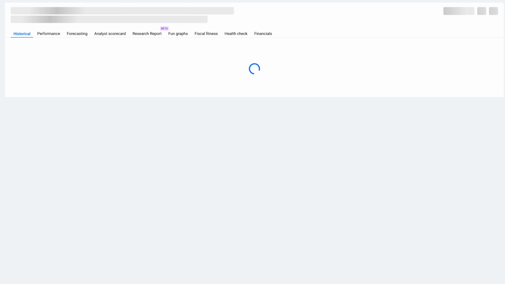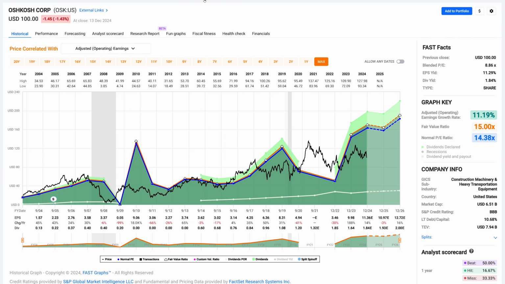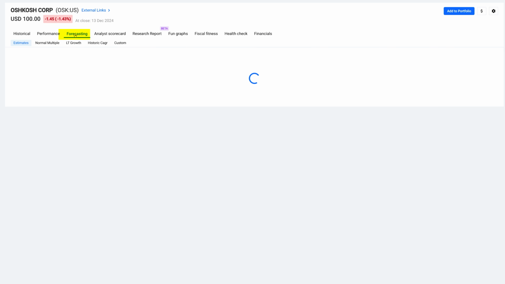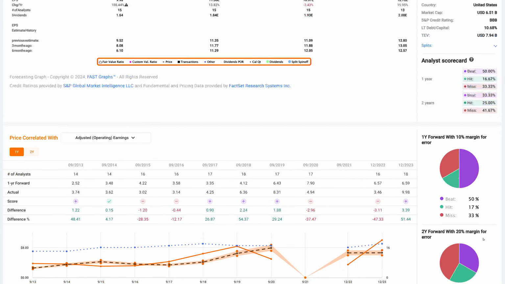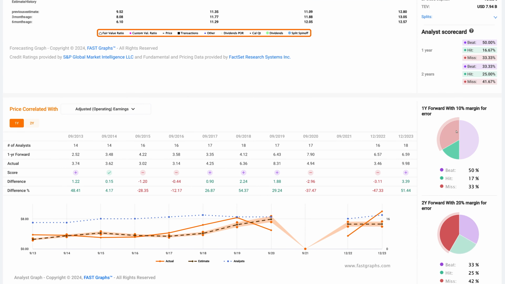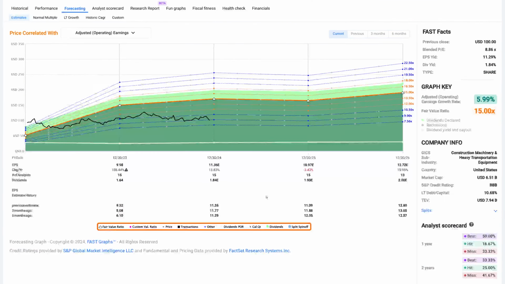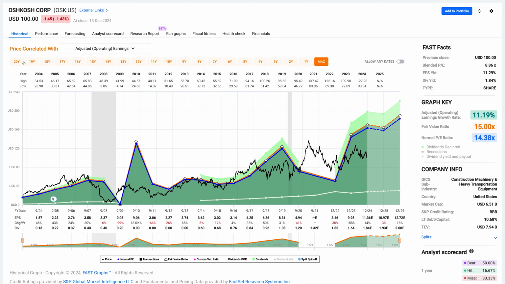I like that. The next stock I'm looking at is Oshkosh Corp, which is construction machinery and heavy transportation equipment. Very, very cyclical company. I'd be afraid, or at least reticent, to invest in a stock like this. Analysts are looking at 6% growth. The analyst scorecard, which I didn't show for the other companies, is spotty in my view. In other words, it's hard for analysts to forecast a company that's this cyclical.